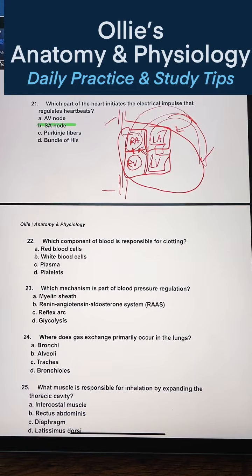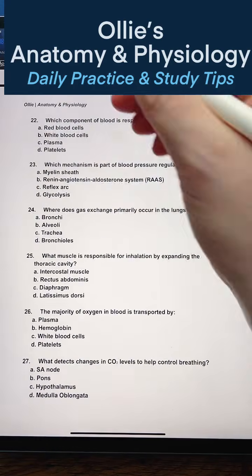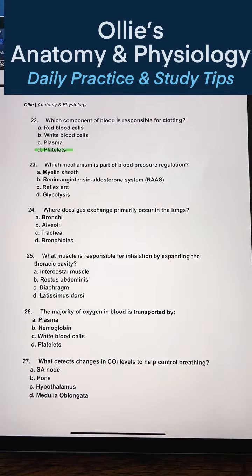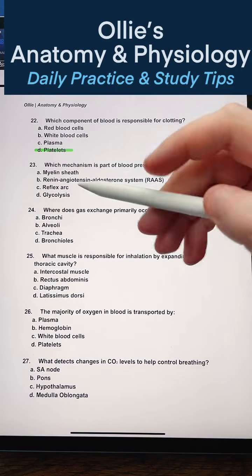Number 22, the answer is D. I'm going to move on to the next page here. D, platelets. These are responsible for our clotting. They form clots to stop bleeding. Red blood cells carry oxygen. White blood cells fight infection. Plasma is going to transport substances.